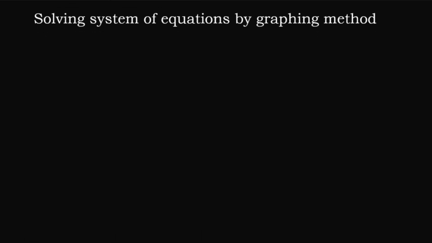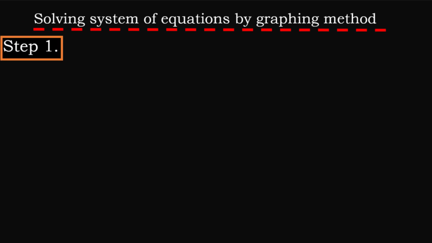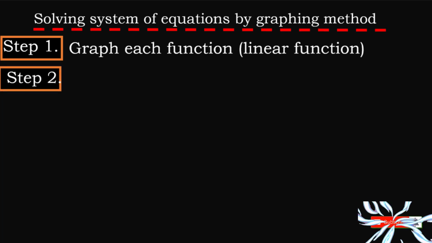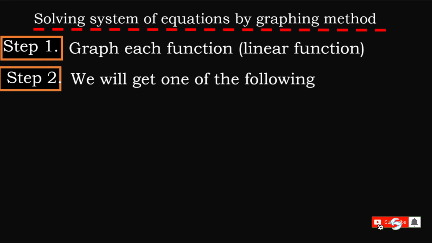Second, solving a system of equations by the graphing method. We have two steps here. The first step is to graph each linear function, as we studied before. Step 2, we will get one of the following. We have three shapes or three conditions, and we have them if we have the y-intercept form of the equation.